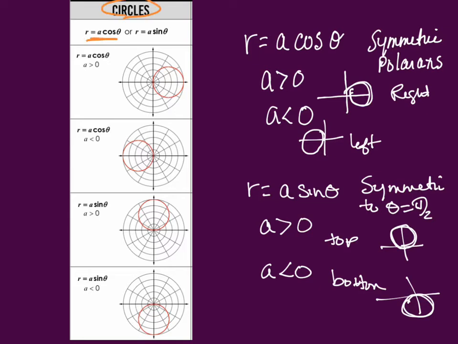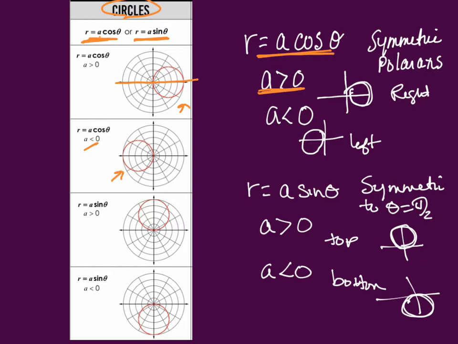The circles are always in the form r equals a cosine theta, or r equals a sine theta. So anytime you see an equation that's giving you just a cosine with a coefficient in front of it, or a sine, you know you're going to get a circle. Now, there's something about a that tells you what kind of circle it is. First of all, if it's a cosine, it's going to be symmetric to the polar axis. Okay, so here's the polar axis. And if a is greater than 0, it's going to be to the right. Okay? And if a is less than 0, it's going to be to the left of the polar axis.